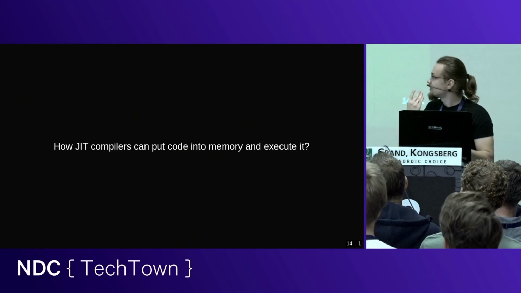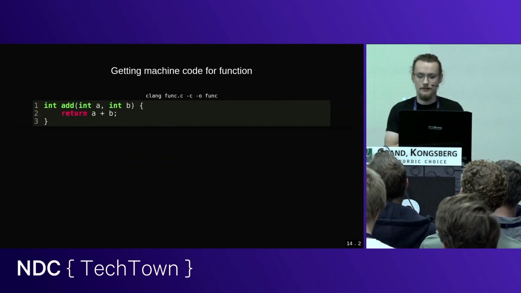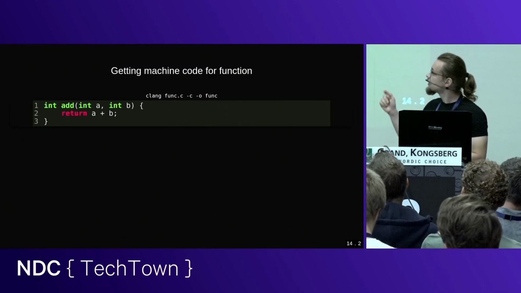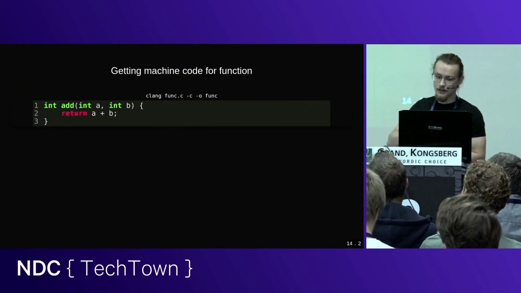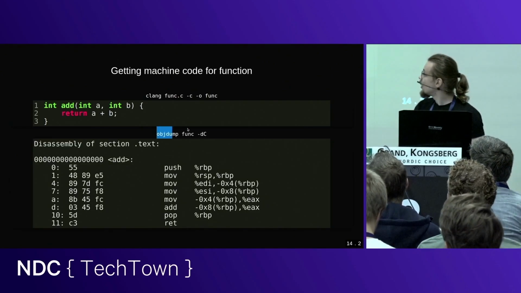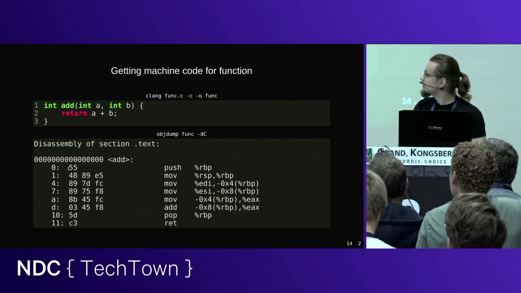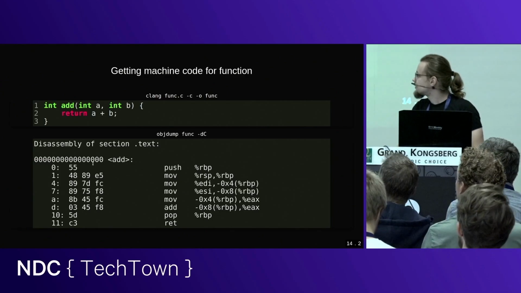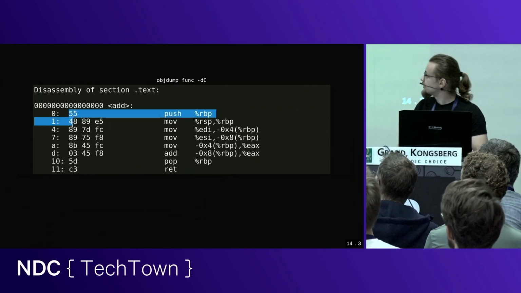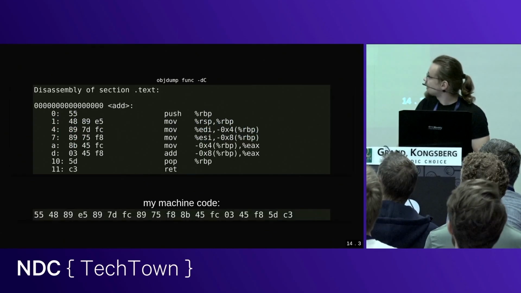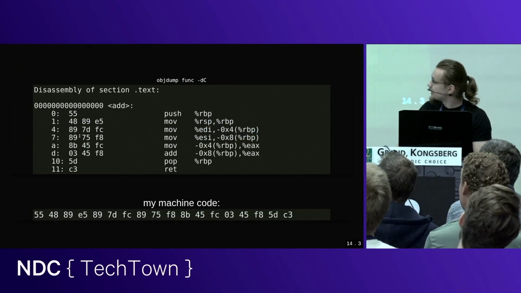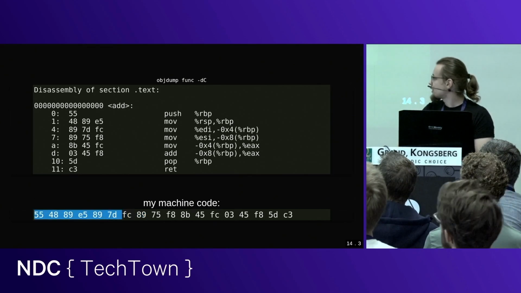So let's try to do something like this. I will have a very simple function which adds 2 numbers. And I want to get the machine code for this function. So I just compile it, and then I use objdump. Objdump will give me the assembler. This is the assembler for this function. And the machine code is here on the left side. So if I extract all the bytes, 55, 48, 89, 85, 89, 70, then this is my machine code.